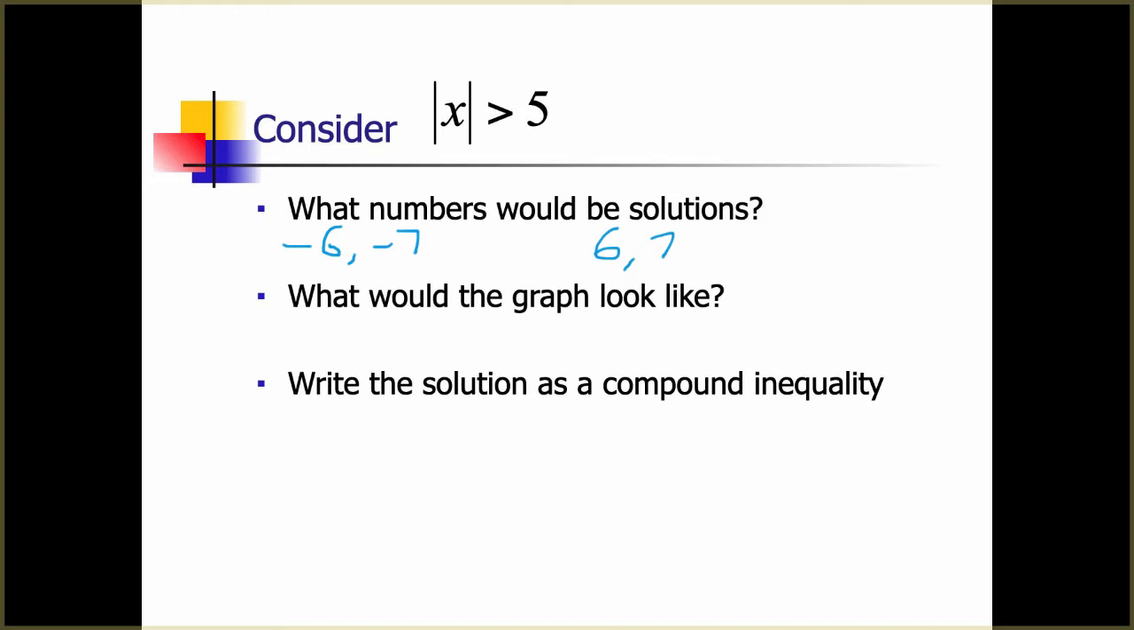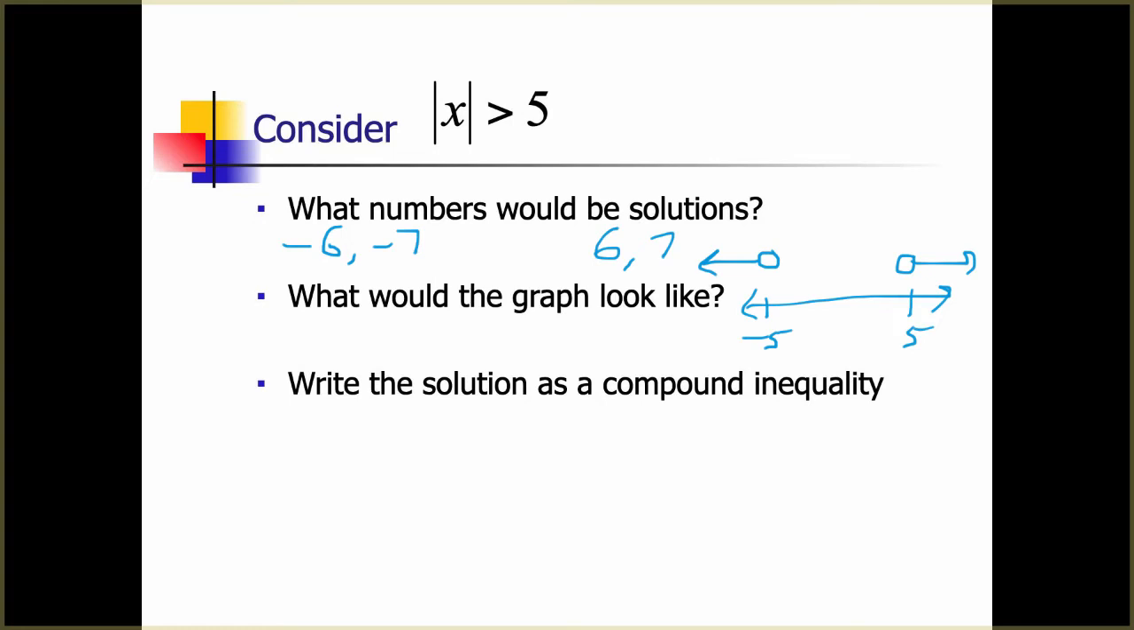Our graph for this would look like so. We'd have a 5, we'd have -5, we have open circles again still. But now we need numbers that are less than -5, because -6 and -7 are less than that. Numbers greater than +5 to the right. This is what our graph would look like.